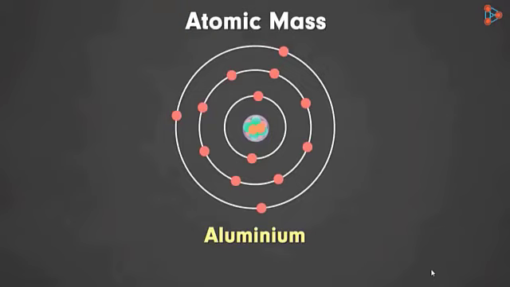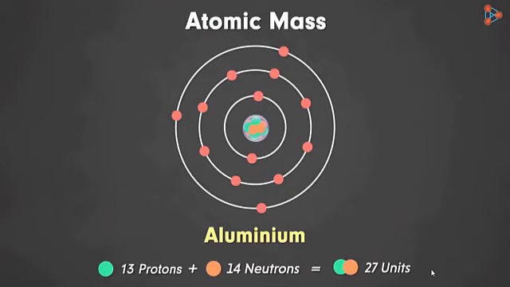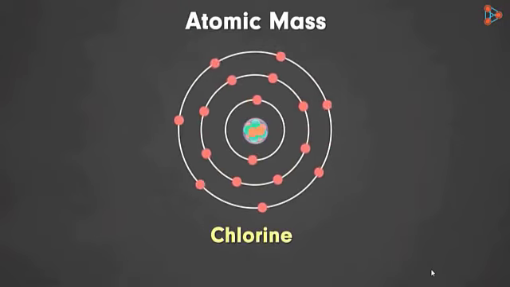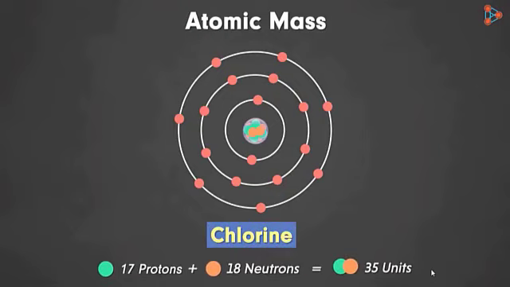In a single atom of aluminium, we have 13 protons and 14 neutrons. Summing up the two, we get 27 units, which is the atomic mass of aluminium. Now let's take another random example of chlorine. A chlorine atom has 17 protons and 18 neutrons. That means the atomic mass of chlorine will be 35 units.